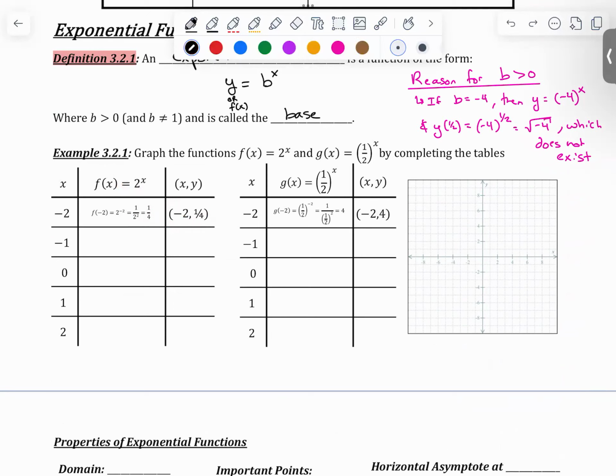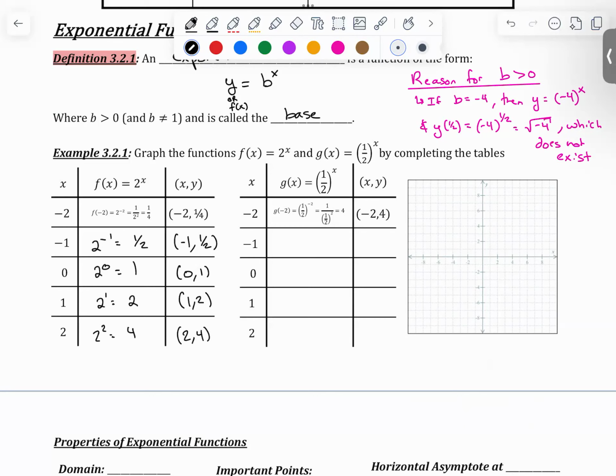Then you'll also get 2 to the -1, which is 1/2. So we have the point -1 comma 1/2. For 0, you'd get 2 to the 0, which we just saw is equal to 1. So we have the point 0 comma 1. 1 is 2 to the first power, which is just 2. So that's going to be 1 comma 2. And plugging in 2 for x, you'll get 2 squared, which is 4. So we have the point 2 comma 4.